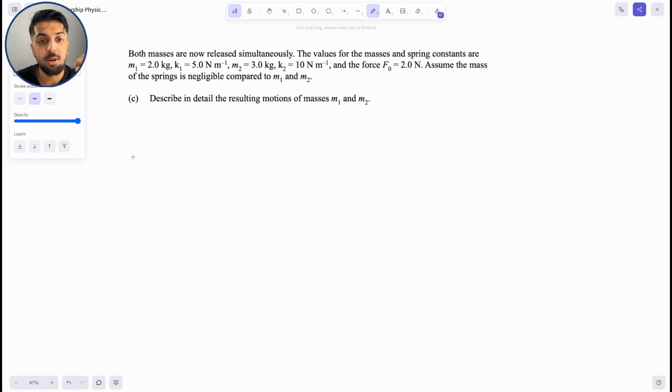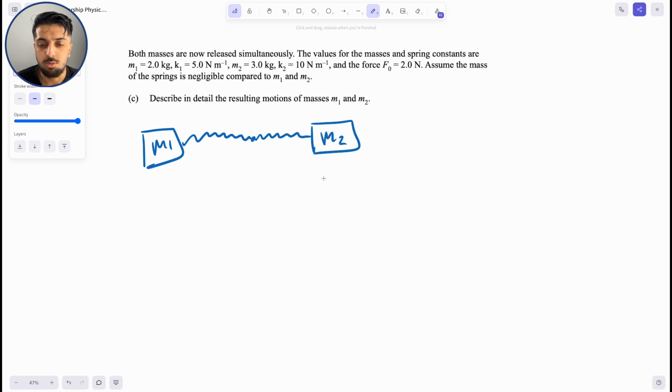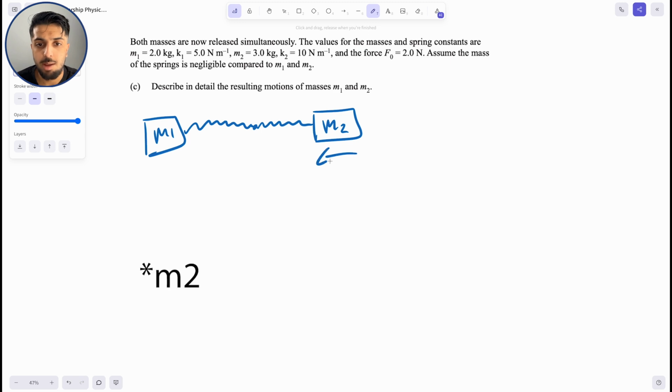Okay, so remembering what we did in this scenario, we have our M1, and that's connected onto a spring. We have our center point right there, and then we have a spring, and we have M2. And what we did is we pushed M2 this way whilst holding M1 still, compressing the spring. And so now, once we have moved M2 and compressed that spring, we are now letting go of both of them at the same time. And now we can see what will happen.